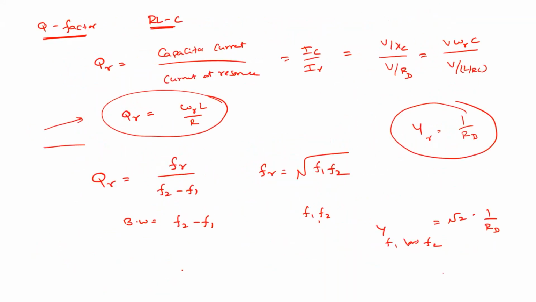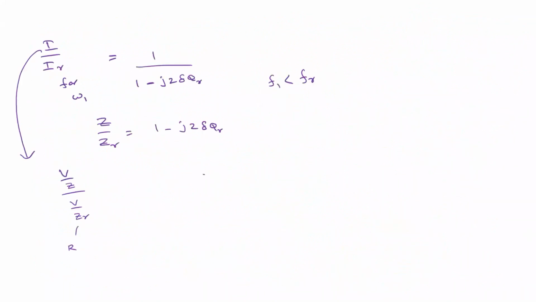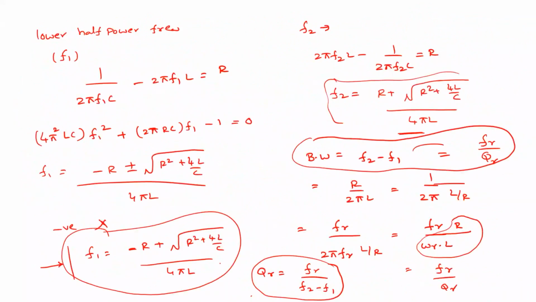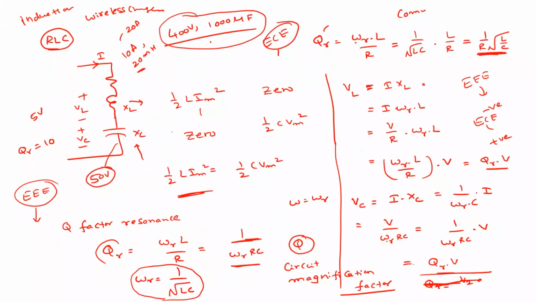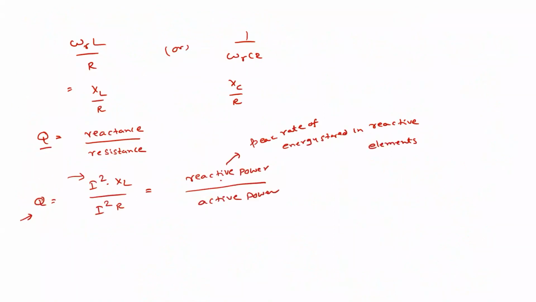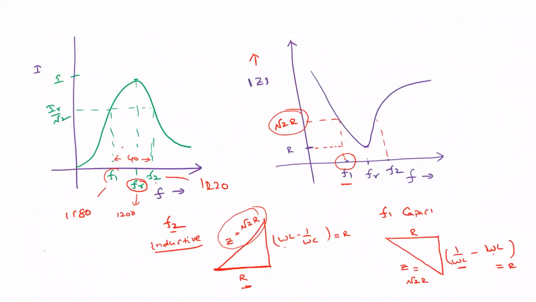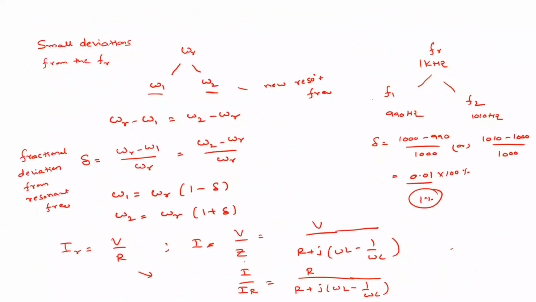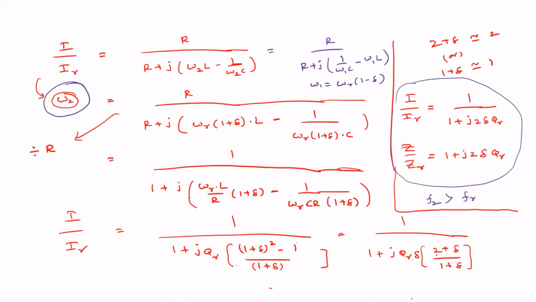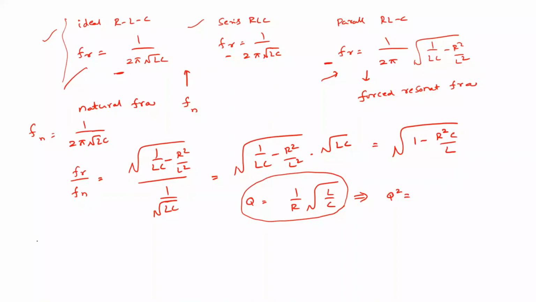Sir, this Q factor is for parallel RLC, sir. We have discussed that the Q factor remains the same for either series RLC or parallel RLC. We derived this formula for the Q factor earlier. Yes, sir. Okay, right. So this is Q, right? So what is Q square?